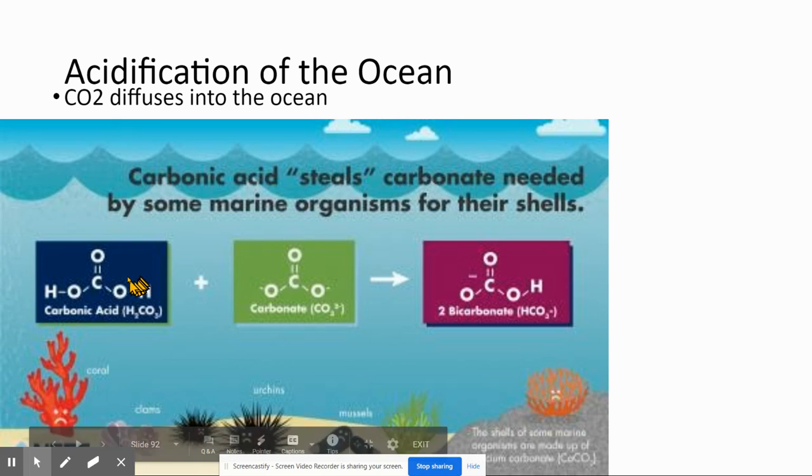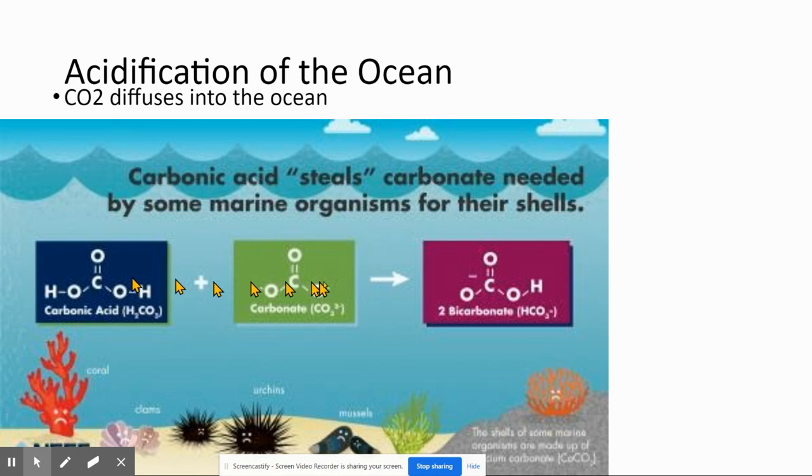Okay, so that's what this is showing. So this plus this makes bicarbonate, and this is what they actually need to make their shells. And if this doesn't form, then they can't make their shells. Yeah, so it says carbonic acid, which is this, steals the carbonate, which is this, needed by some marine organisms to make their shells. And the shells I'm talking about are like the corals, the seashells, the shrimp, the lobster, the crabs. All the corals are made out of calcium carbonate. So that's where they get this carbonate to make their shells.